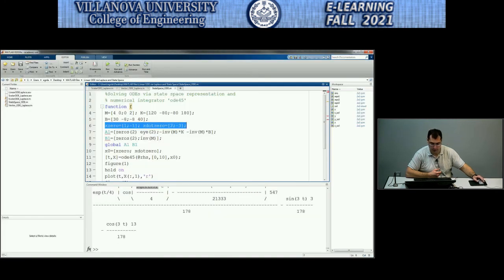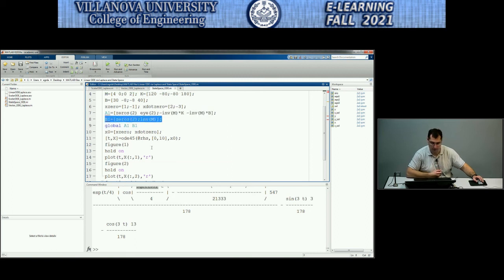So this is how I do that. Call them A1 and B1 instead of A tilde and B tilde. A1 is going to be the matrix of zeros, identity, then minus M inverse K, minus M inverse B. And then for B tilde, again, according to what we have just obtained.